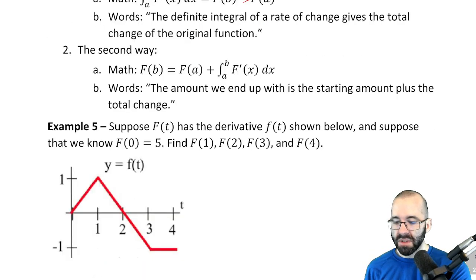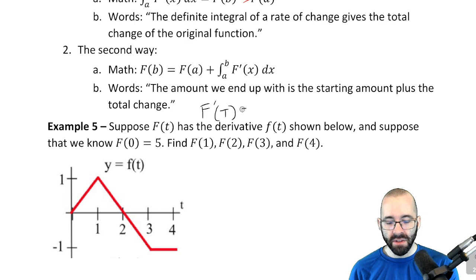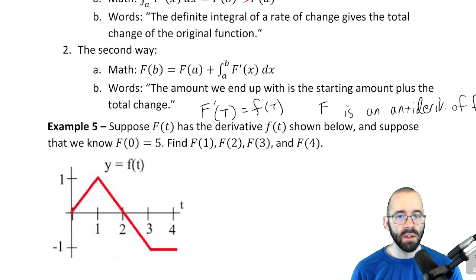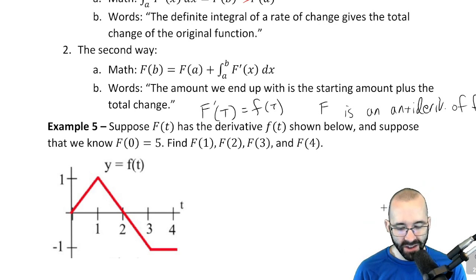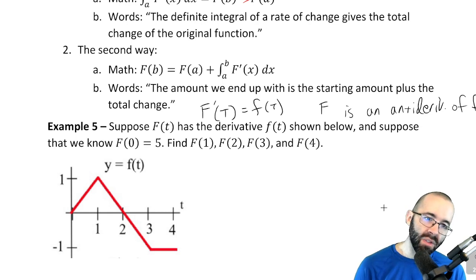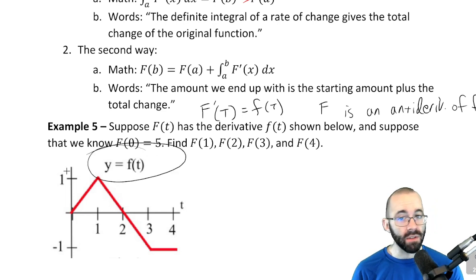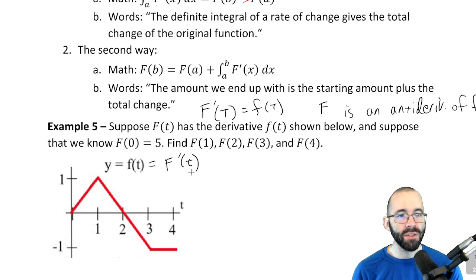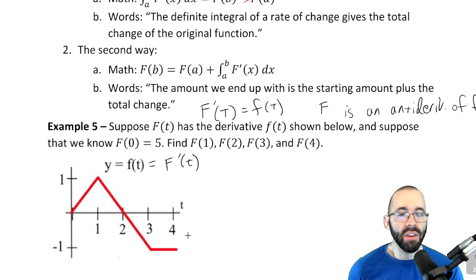So let's look at an example. Suppose big F has the derivative little f. Again, if the derivative of big F equals little f, that means big F is an antiderivative. Remember, that's the definition of antiderivative. So big F is an antiderivative, and little f is the derivative of the antiderivative, which is kind of weird to say. So again, this is a graph of a derivative, the derivative of big F. And suppose that we know that F of 0 equals 5. So big F started off at 5.